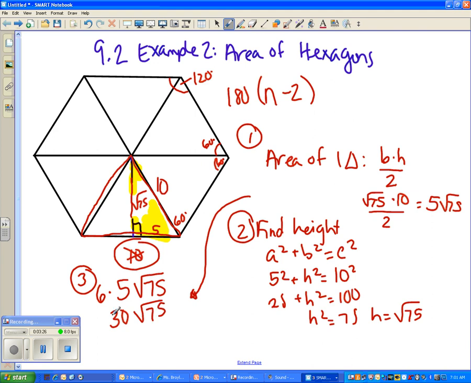And on your test, it's probably not going to be in a radical. So go ahead and punch that into your calculator and find the decimal, and that's going to be about 259.8 is the area of that one. So those are the 3 steps you do to find the area of a hexagon.